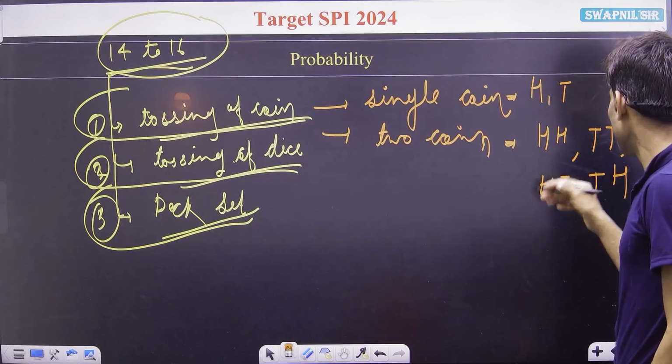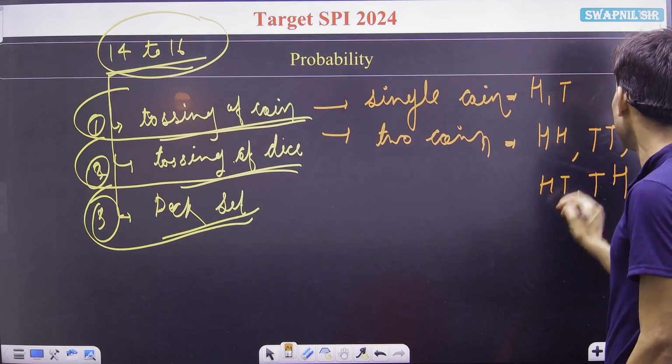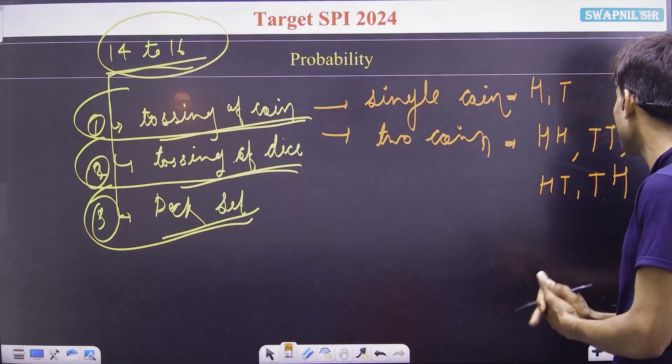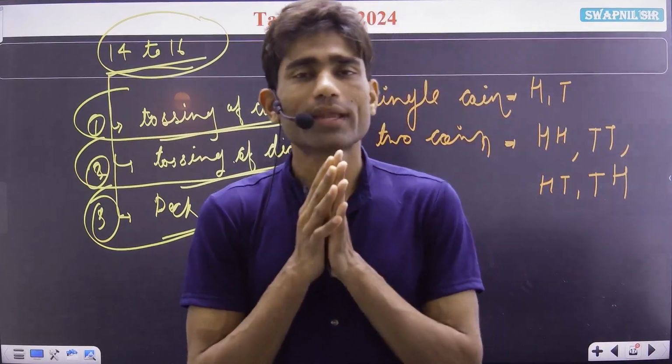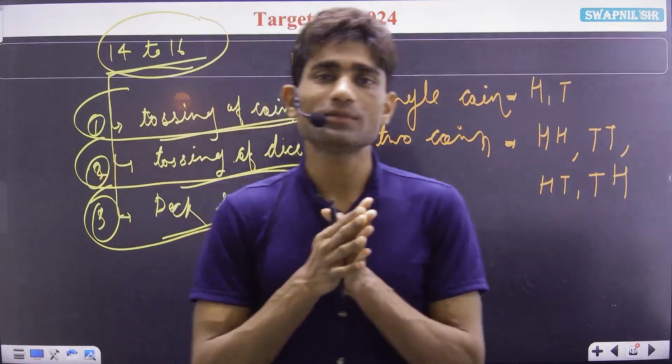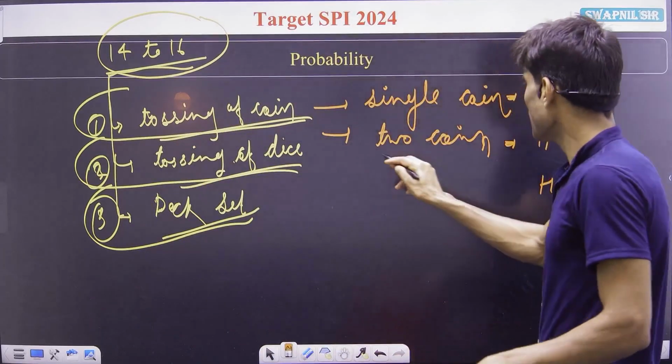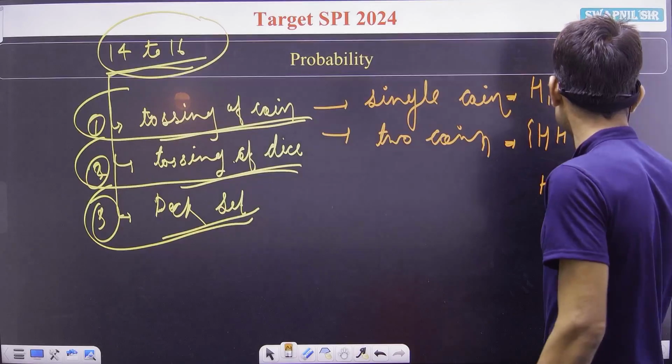After that, we have tail, head, tail, head. These are the 4 outcomes when we toss 2 coins together. That means 2 raised to n outcomes are coming here. When we toss 2 coins, we get these 4 outcomes.